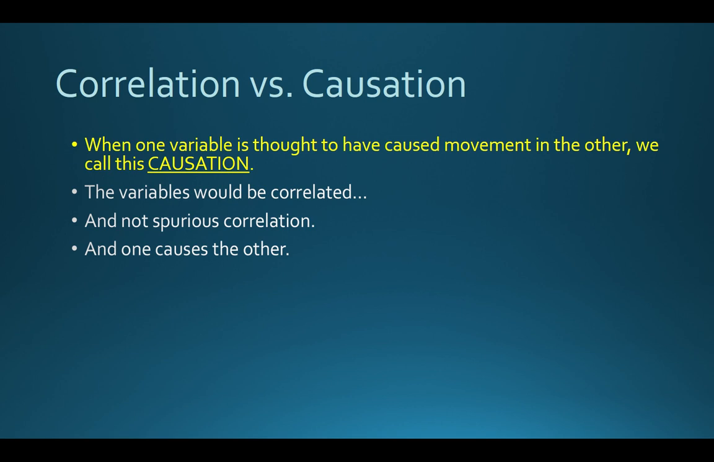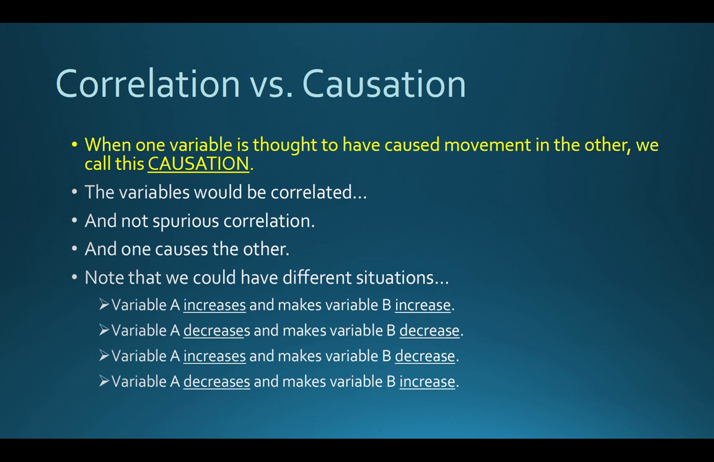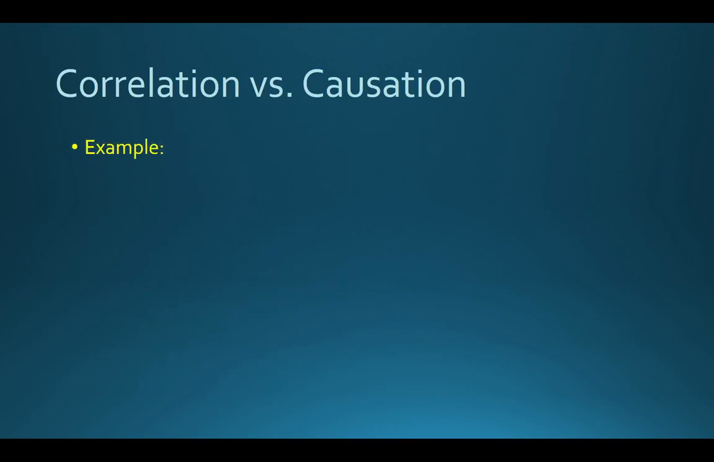So correlation versus causation. Now, when we talk about causation, we could have different instances. Maybe variable A increases and it makes variable B increase as well. Or variable A decreases and makes variable B decrease, or variable A could increase and make B decrease, or variable A could decrease and make B increase. You get the idea. Those are all four possible combinations, right? But those would be causal stories because I'm saying A causes B to increase.